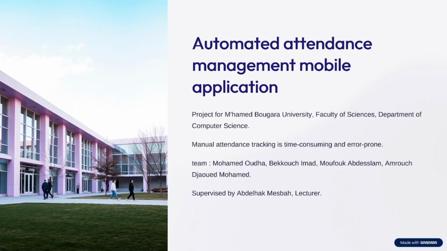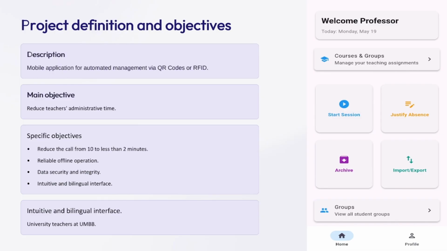to present our automated mobile application. Let's first start with the description, which is a mobile application for automated management using QR code and RFID. The main objective is to reduce the teacher's administrative time, which is valued at 2 to 10 minutes a session, by using real-time operation, offline operation, and data security and integrity.